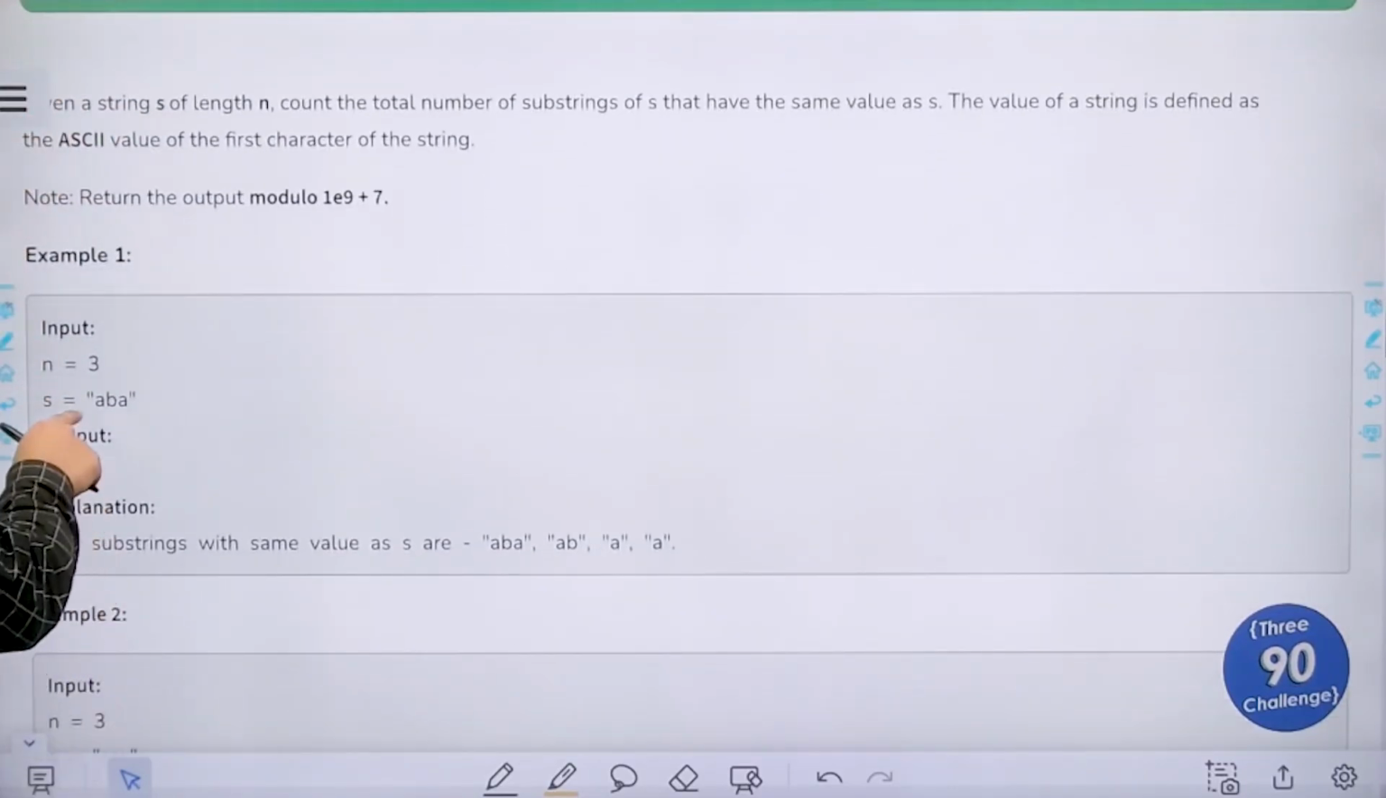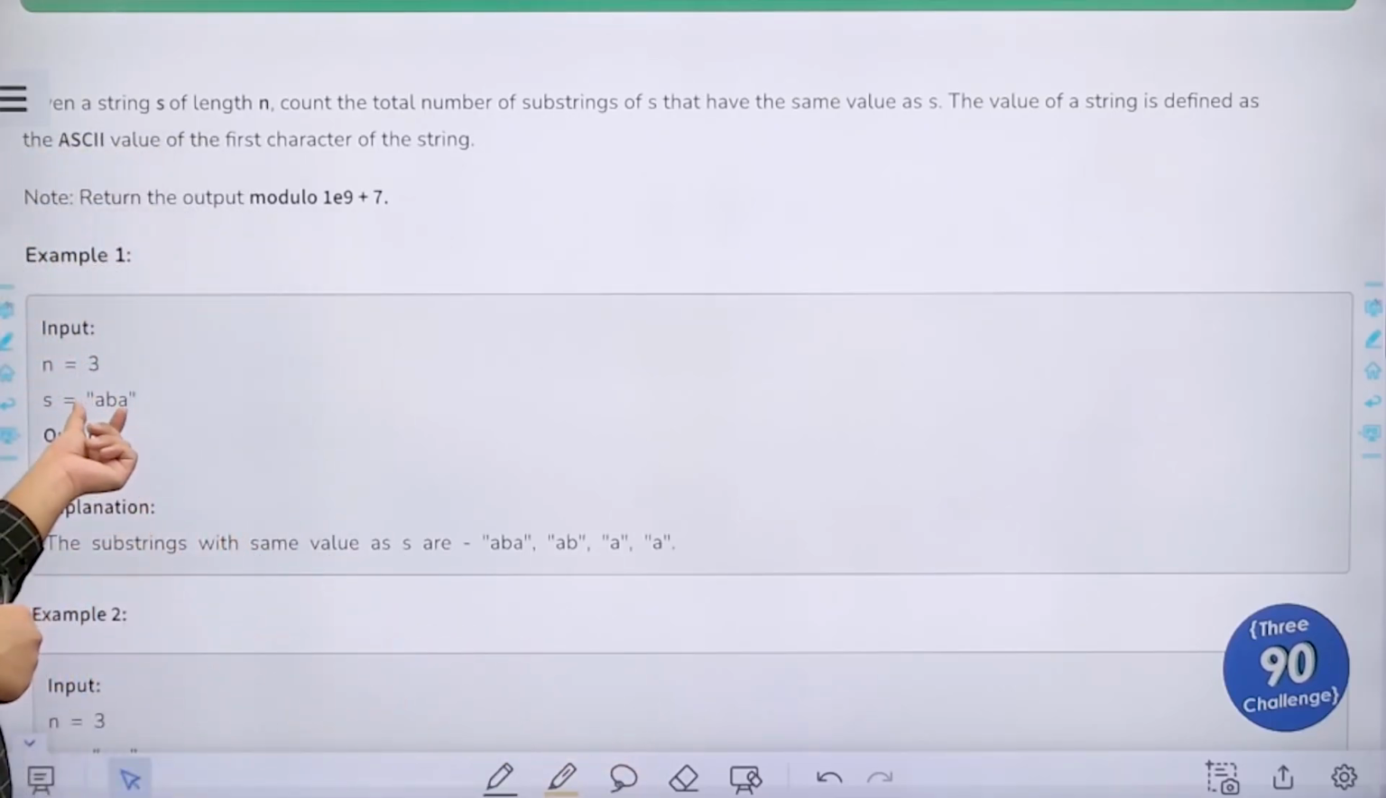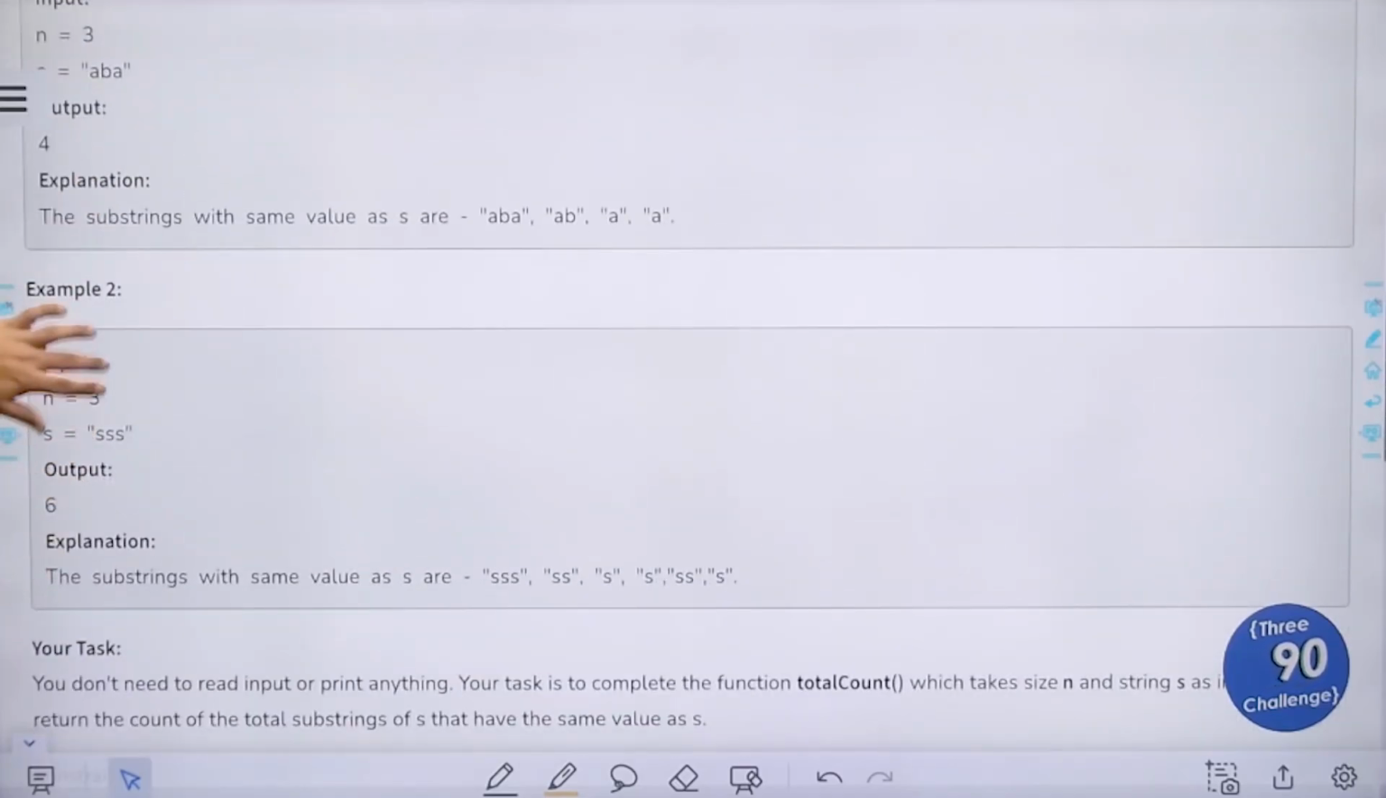So for example, here the first character is a. The value of s is the ASCII value of small a, that is 97. So we need to return the number of substrings whose value is also 97, meaning the number of substrings whose first character is a, basically starting with a. So one is a, another is ab, another is aba. These are 3 because they start with the first a, and another is this second a single. So you can see there are 4 substrings possible, so the output is 4. Here the output is 6.